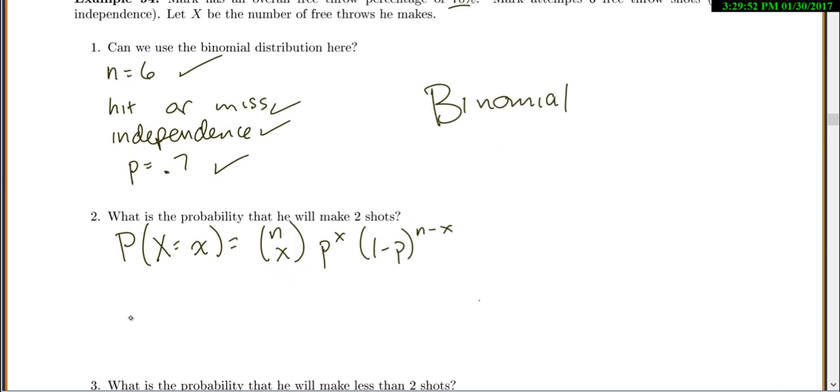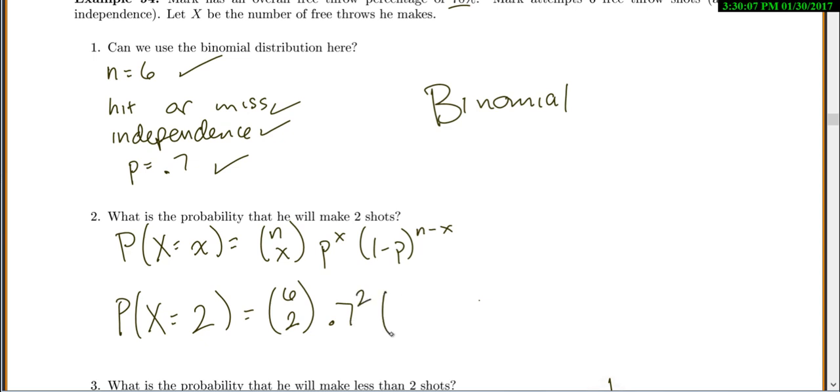So for 2 shots, specifically the probability that x equals 2 is, we had 6 chances and we need to choose 2 of them to be hits. We have a 0.7 chance of making a hit, and I need to make the hit 2 times. And then 1 minus 0.7 is the probability of missing, and I need to miss 6 minus 2 times, or 4 times. And this should be 0.0595.